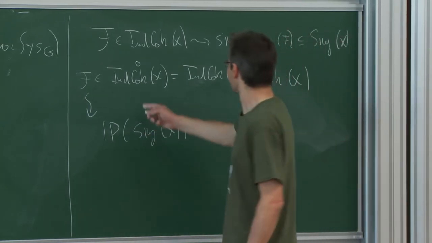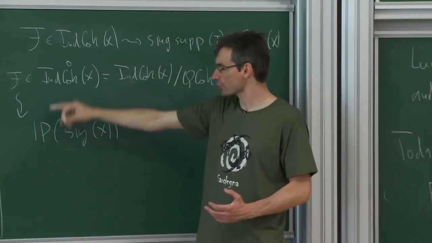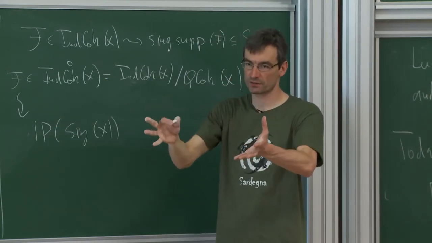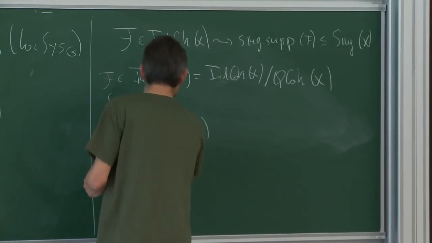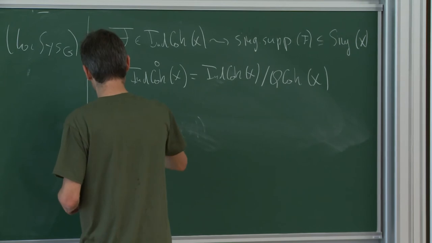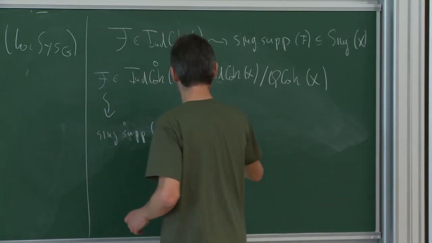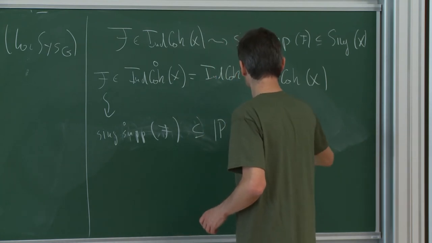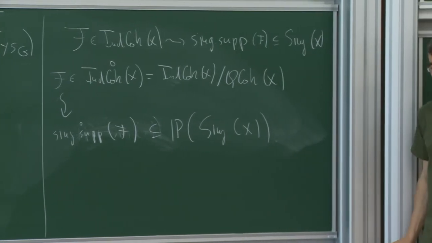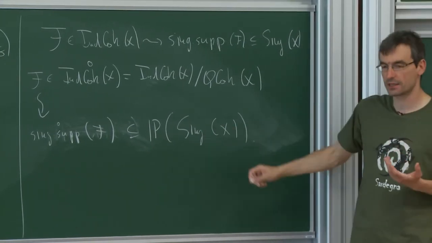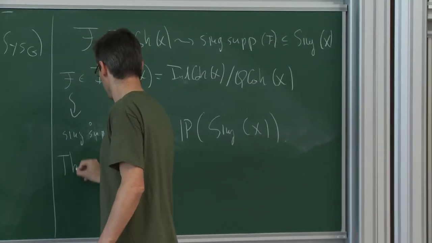QCoh gets supported on the zero section, therefore if you take an object of the quotient, it will have a well-defined support on the projectivization. So to this you can assign singular support with a circle of F, which is a subset in this projectivization. But what you do have is more. Here you have not exactly scheme-theoretic structure, but you have the following piece of structure.